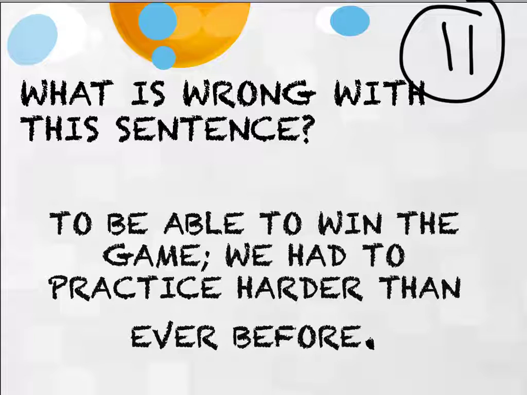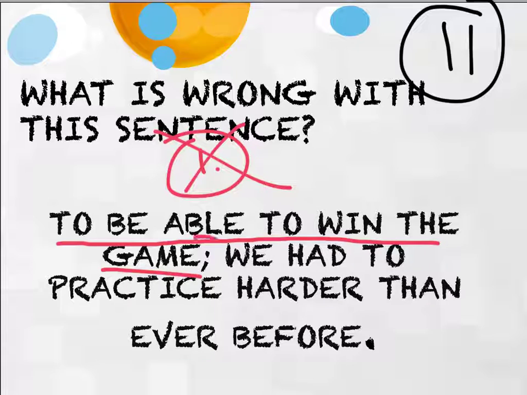Alright, hopefully you took a second to pause. Let's take a look at this. Remember rule number 1, they have to be two complete ideas that could stand on their own. To be able to win the game, whoa, this is not a complete idea that could stand on its own. If somebody walked into a room and said, to be able to win the game, and stopped talking, everyone would wonder, well, what do we have to do to be able to win the game? So, it broke the first rule, so we cannot join these two ideas with a semicolon.